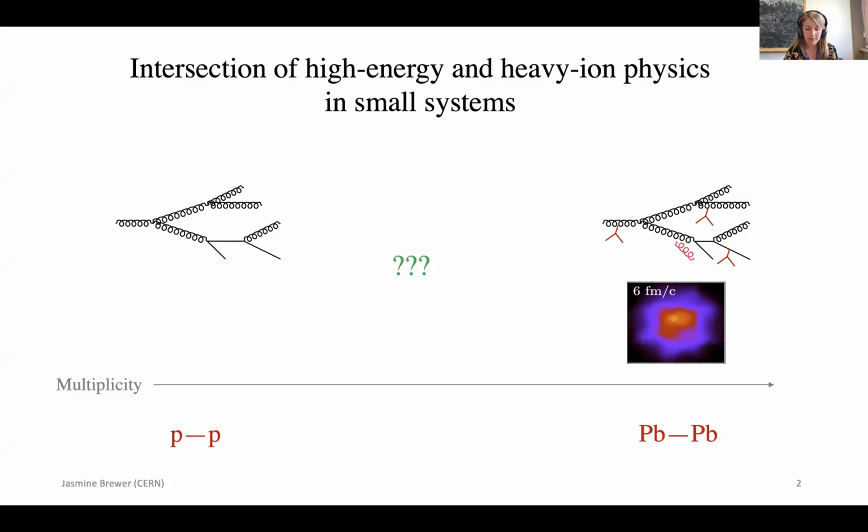So maybe one of the primary motivations, as I see it, for studying small systems, for example, oxygen-oxygen or proton-lead, is to really try to understand the intersection of high energy physics and heavy ion physics. In proton-proton collisions, we have a well-established and very successful framework of perturbative QCD for describing the production of hard processes like hadrons and jets.